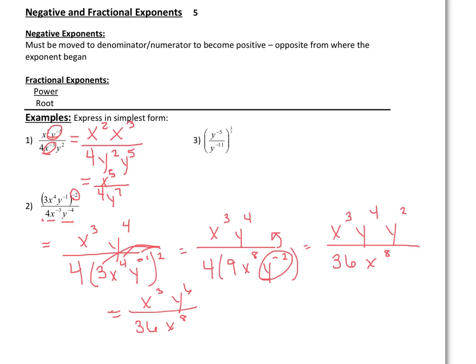Now if I simplify, x to the 3rd is going to cancel with x to the 8th, leaving me with 5 x's in the denominator. So I have y to the 6th, divided by 36, x to the 5th.